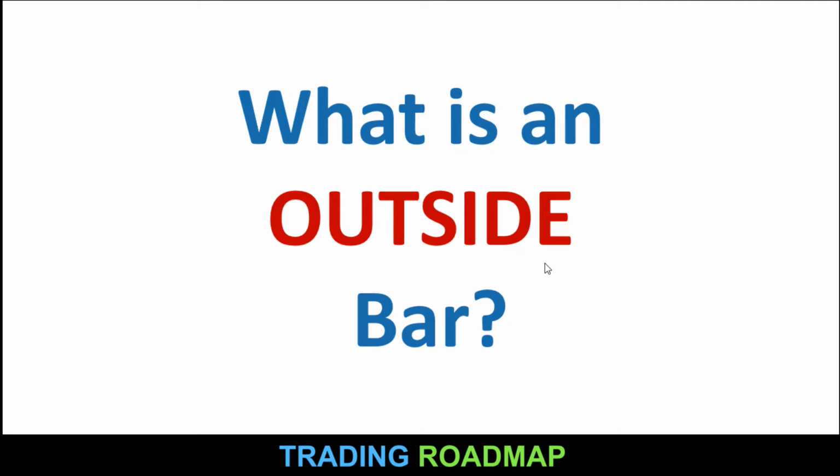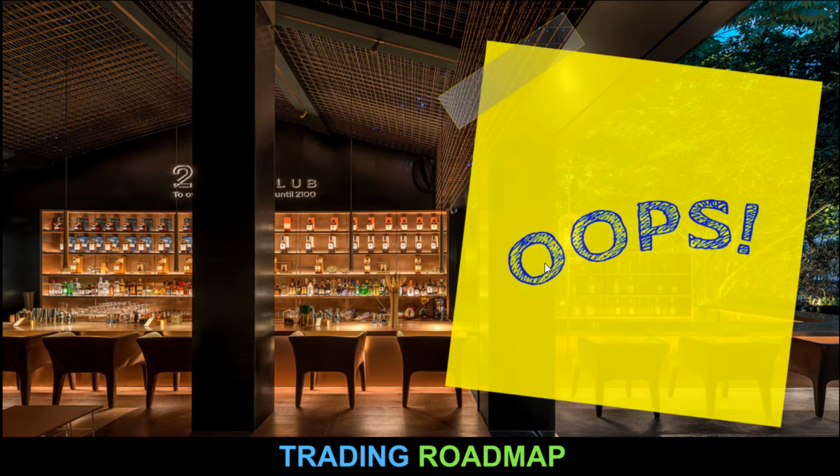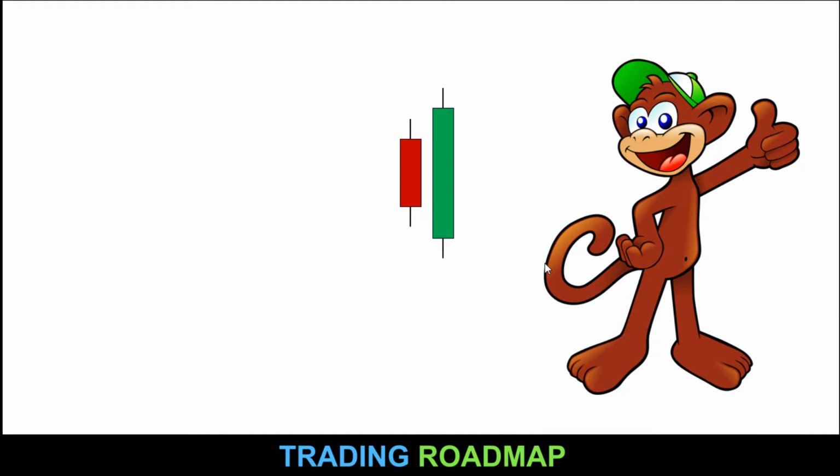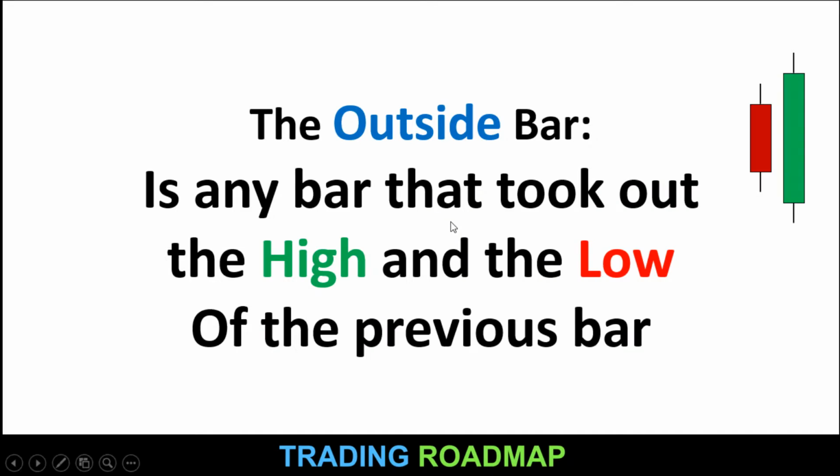So let's start with what's an outside bar. Yes, that's one. So that's the outside bar. Basically, the outside bar is any bar that took out the highs of the previous bar and the lows of the previous bar. And I'll show you exactly what that means.